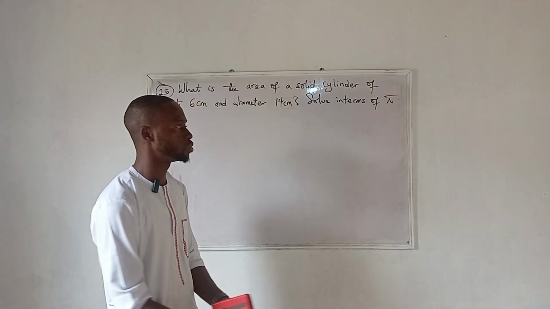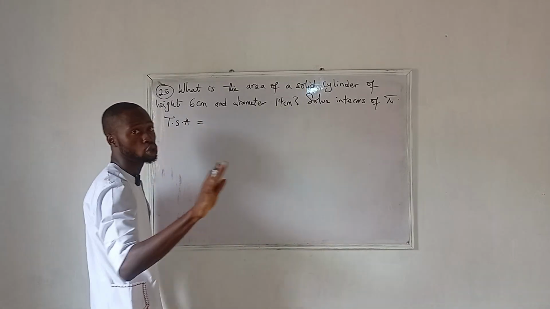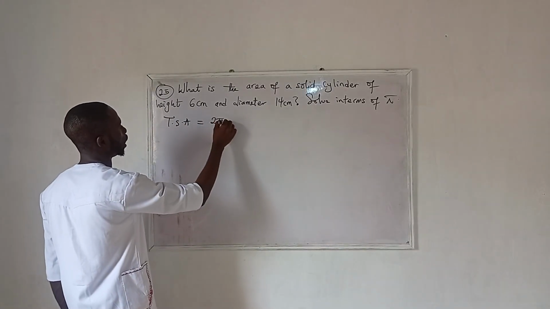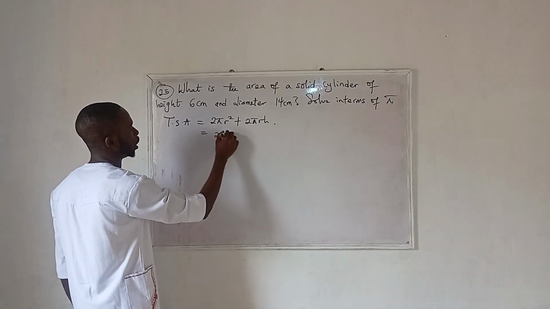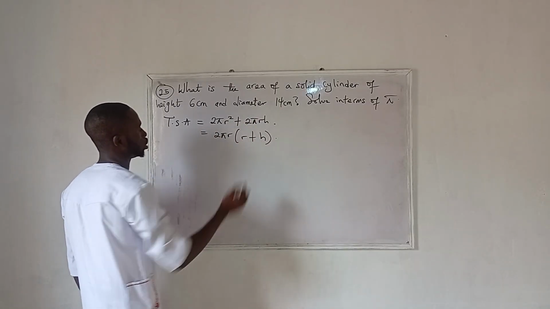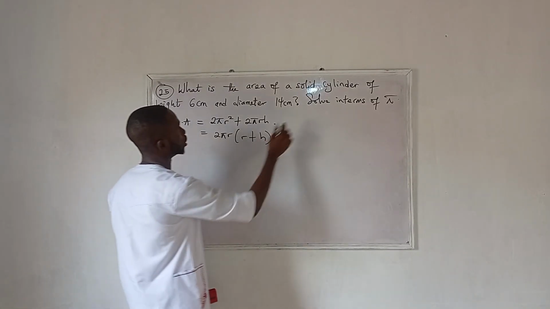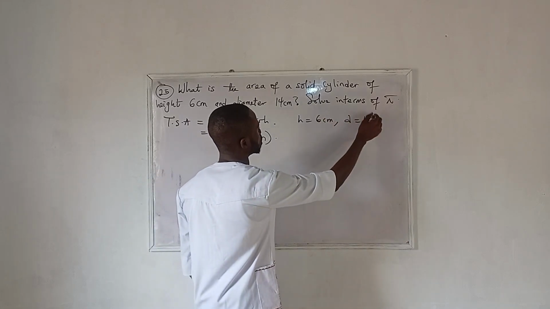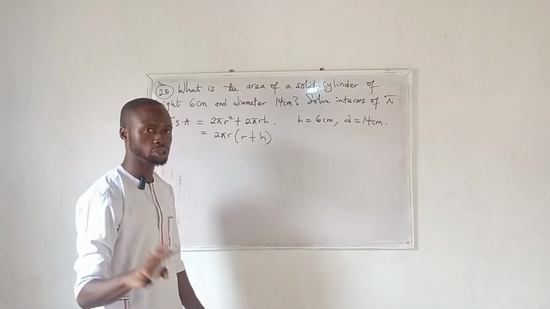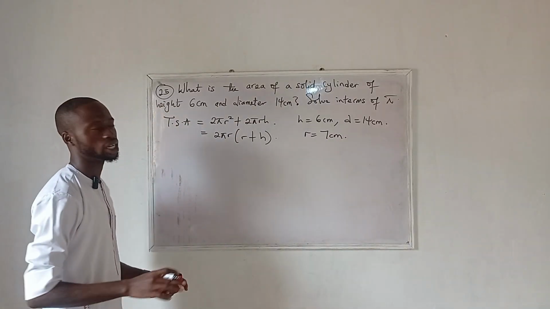So let's quickly introduce the formula. The total surface area of a cylinder that is closed at both ends will give us 2 pi r squared plus 2 pi r h. If we factorize this, we have 2 pi r times r plus h. So this is the formula that we are using. We have that our height is 6 centimeters. Since the diameter is 14 centimeters, I believe you can guess what the radius will be. The radius will be 7 centimeters, because half of the diameter is the radius.